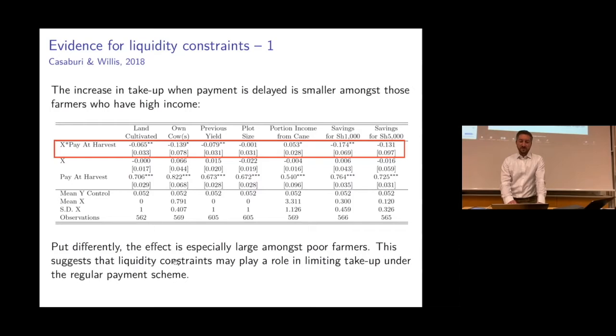Why is the treatment effect largest for poor people? That suggests that probably because they're poor, because they're constrained in their liquidity, they can't afford to pay the insurance. When you offer them the late payment option, they're sort of released from that, and that's why they have a really large treatment effect. Any questions about this?